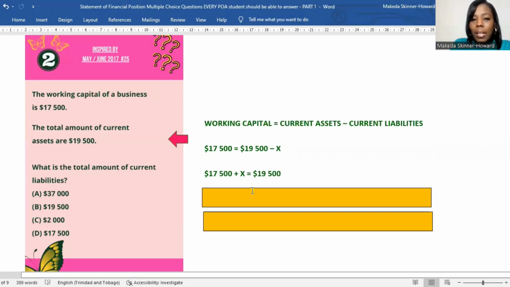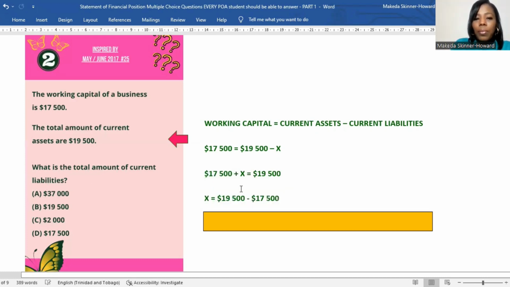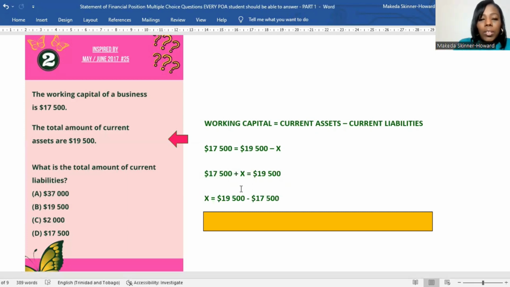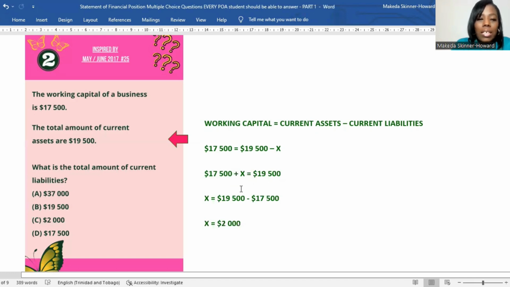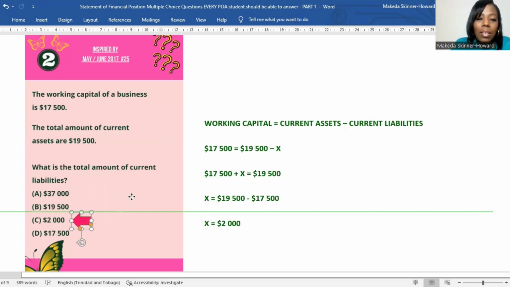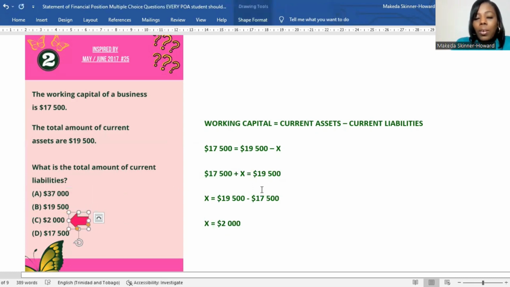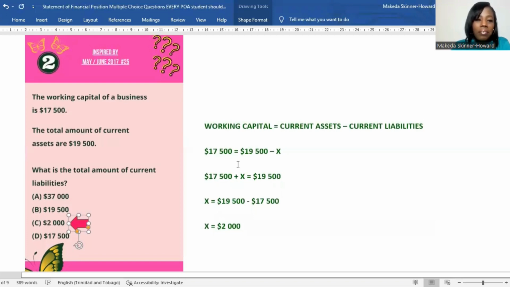We want to get the X by itself. So we have to move the 17,500, all right? Let's do that. We would end up with X on the left-hand side by itself, and then we're going to have 19,500 minus 17,500 on the right-hand side. And once you work that out, you're going to get your answer, which says X is equal to 2,000. So your total amount of current liabilities is 2,000. Okay, so write down the main formula, put in the information that you have, and then find the unknown. Again, if you're good with this, drop a 1 in the chat.